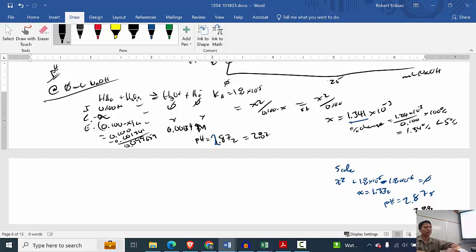All right, the next calculation would be, let's do the half equivalence point. So why don't you try doing the half equivalence point calculation?